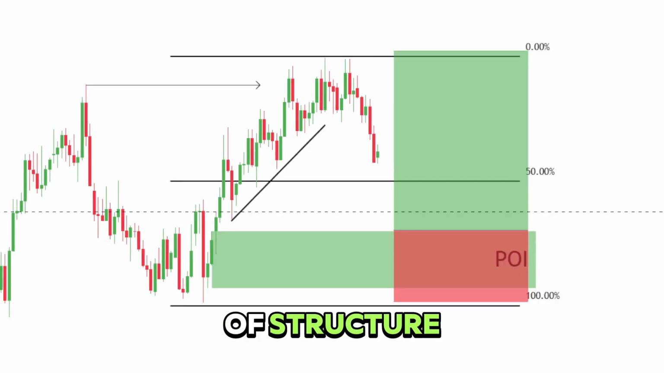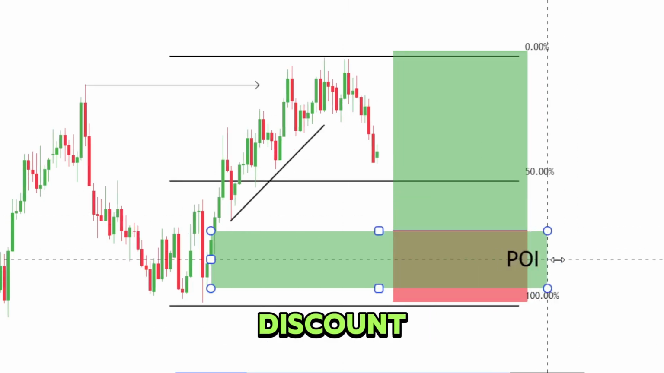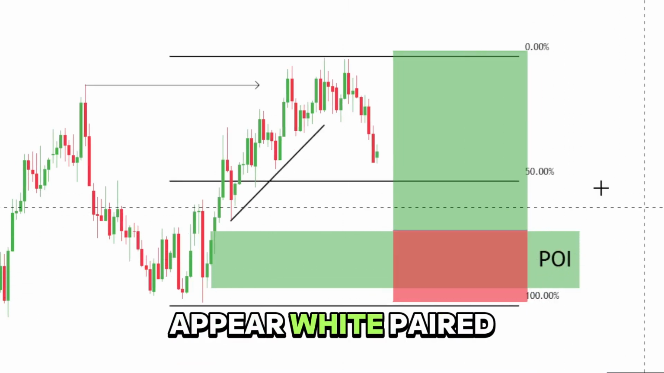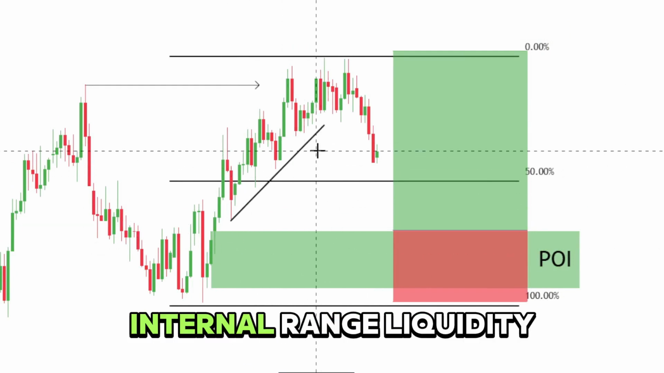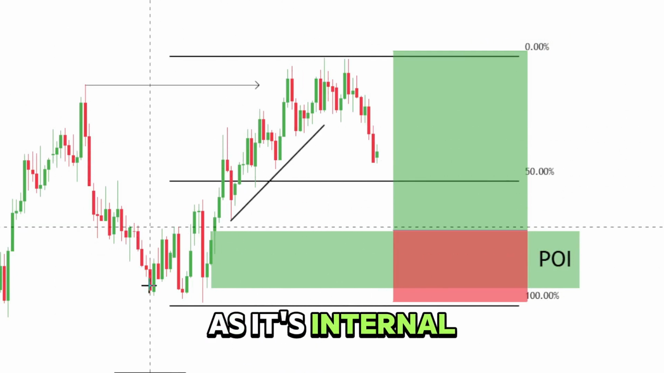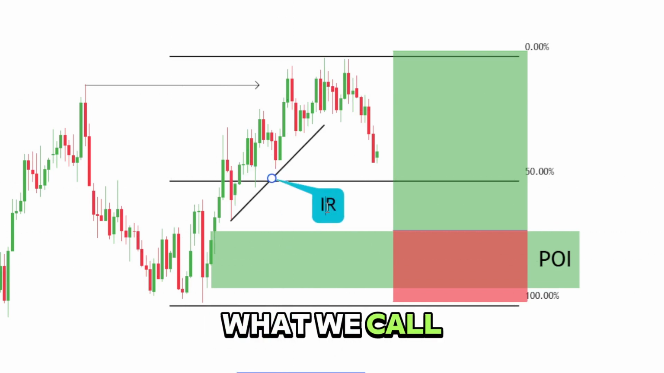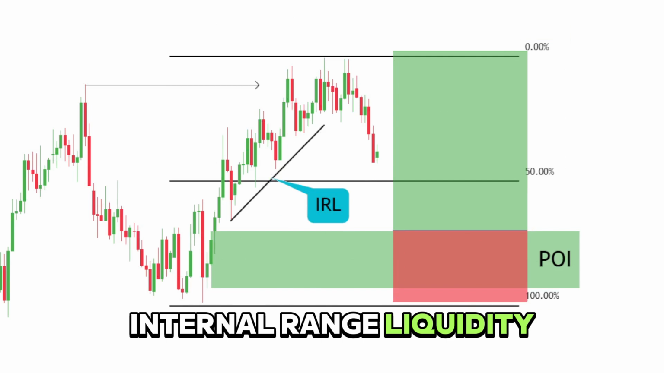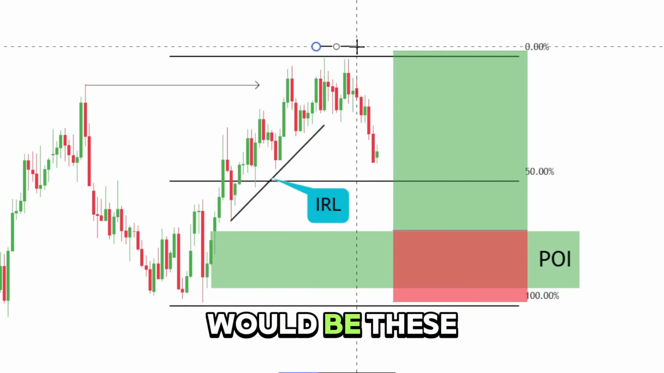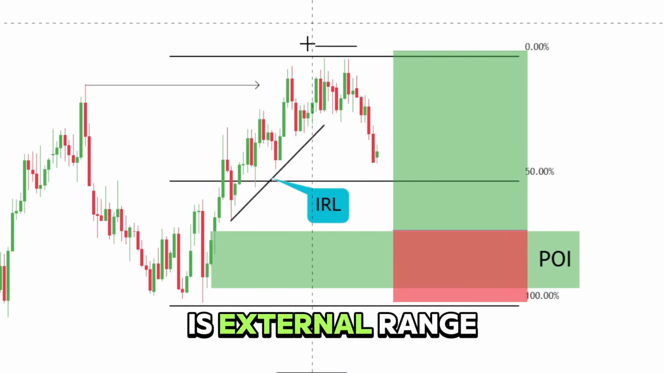Notice how we've had a break of structure, we've had an inefficiency, we're in the discount: three rules to a POI paired with liquidity. So this is internal range liquidity as it's internal to the leg. This is the leg, we're inside the leg. So this is what we call IRL, internal range liquidity. External range liquidity would be these equal highs over here. This is external range liquidity.